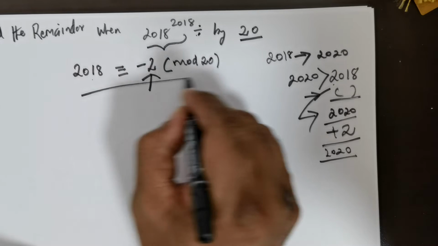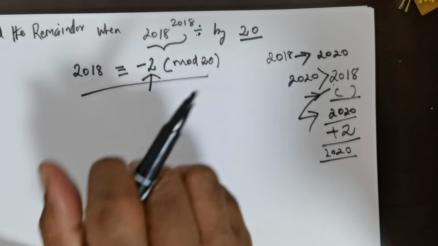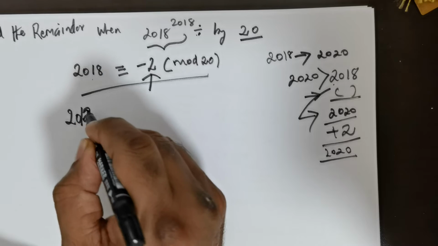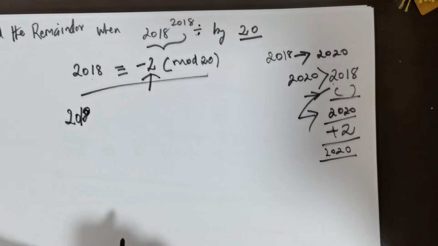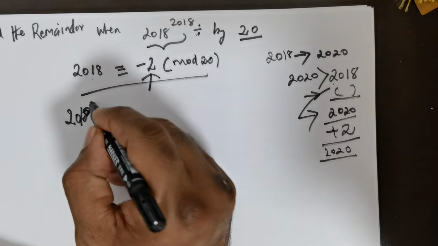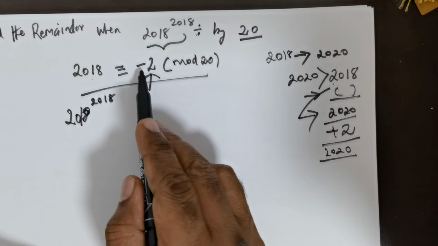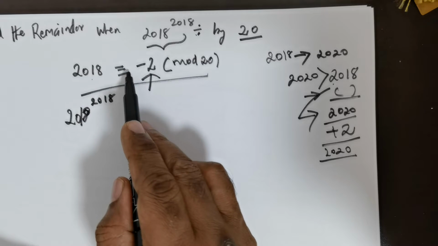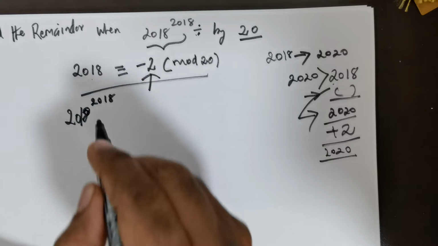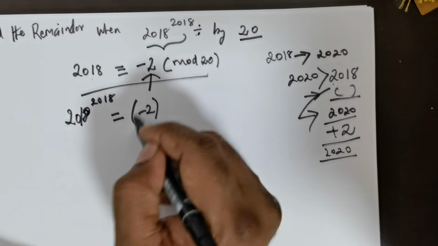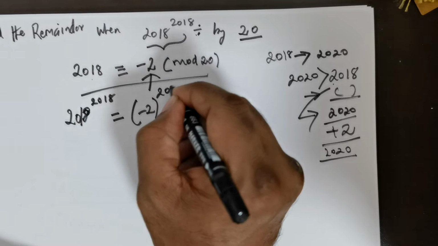Now, having got that, have this in one corner of your mind. Now what you need to do is go back and write down the value 2018 raised to the power of 2018. Now what have you found here? You have found that 2018 is congruent to negative 2 mod 20. So now what you need to do is place that negative 2 here and raise to the power of 2018.